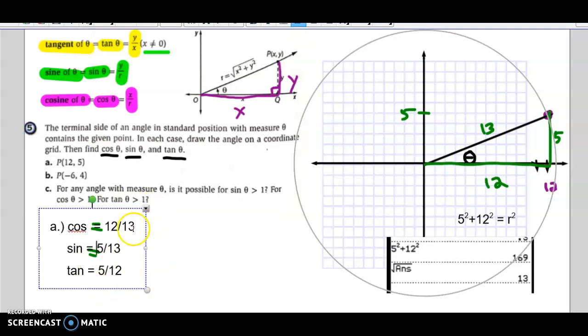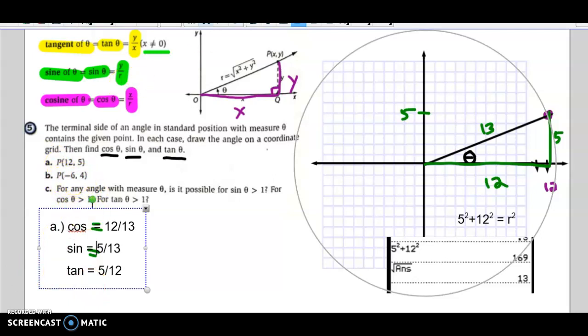This is going to be important next week because next week we're going to talk about actually finding the angle given the ratios. And you have to know cosine is the x over r, sine is the y over r, and tangent is the y over x, okay? So let's take a look. That was this problem right here. We're going to go through B, and then I guess we'll talk about C.